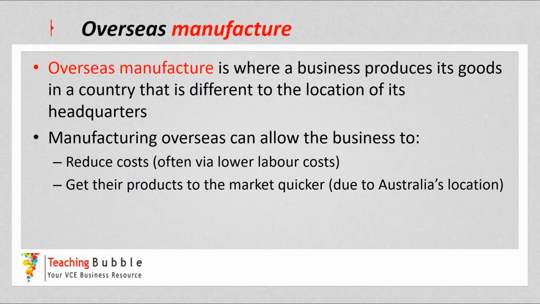It also gets their products to the market quicker, because what happens with Australia, we're very isolated and we're a long way away from other continents, and so being able to strategically locate the manufacturing facility in a different area or in another country can enable Australian businesses to manufacture the product and get it to the market quicker than they could if they manufactured in Australia.